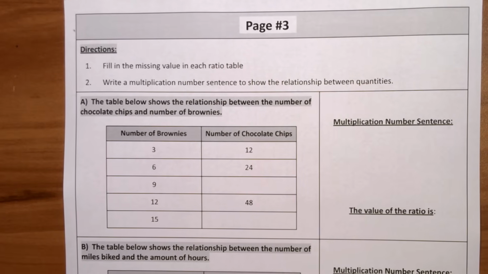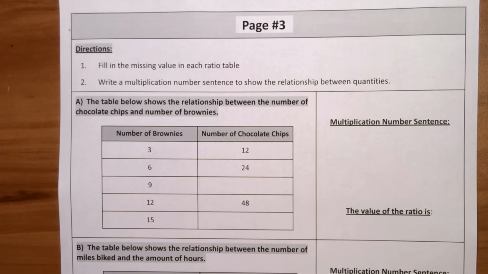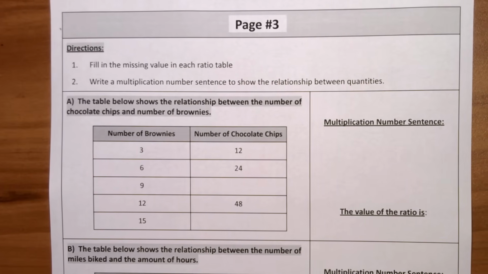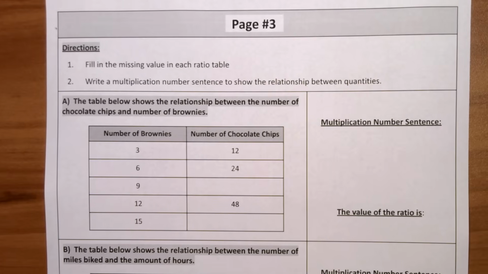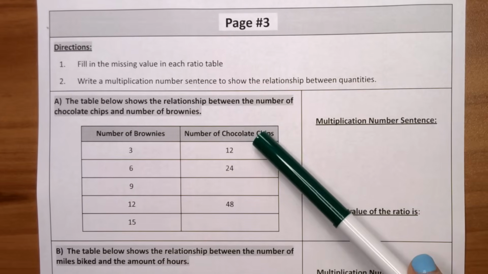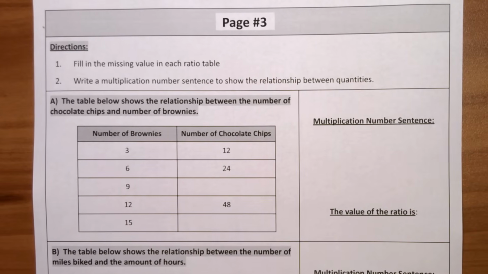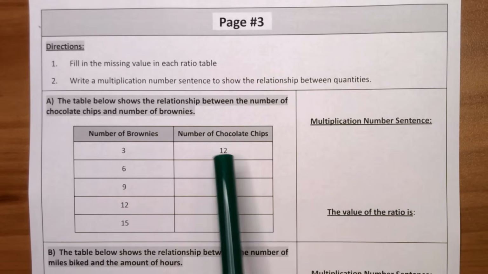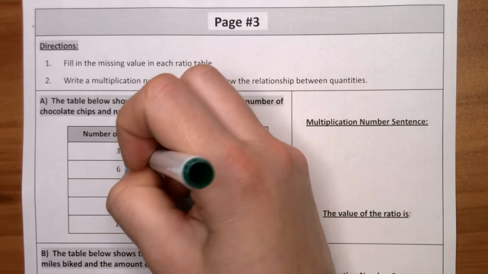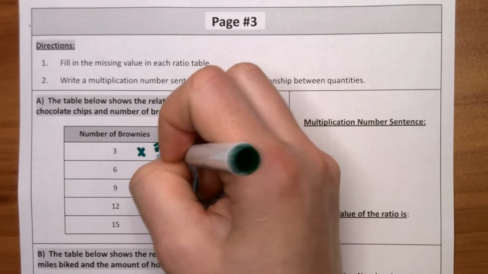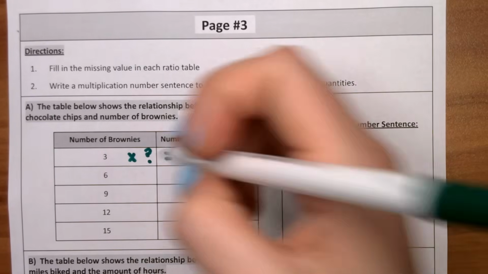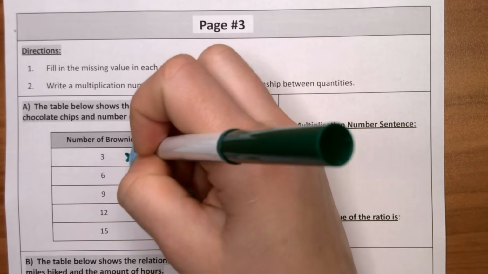All right, page 3 says, fill in the missing value in each ratio table. Write a multiplication number sentence to show the relationship between quantities. So A says the table below shows a relationship between the number of chocolate chips and the number of brownies. So I notice that I have more chocolate chips than I have brownies. So I'm going to ask myself, 3 times what is 12? Well, I know 3 times 4 is 12.